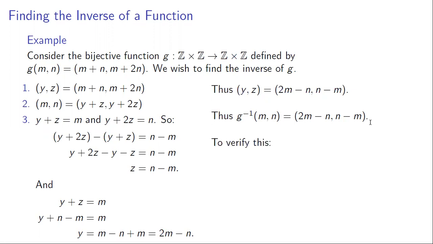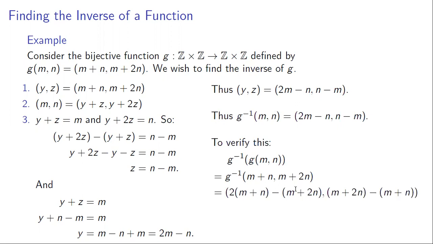Let's verify that we have truly found the inverse of g, because after all, there's a lot of potential for mistakes here. So let's see, g inverse of g of m comma n. This here we're just plugging in g of m comma n. So this is g inverse of m plus n comma m plus 2n.